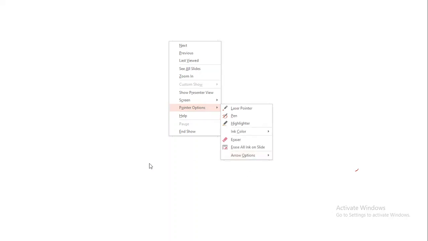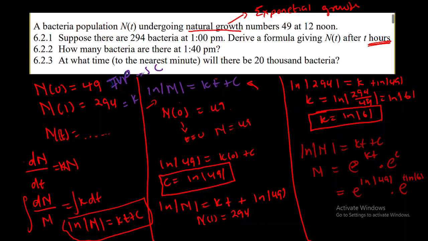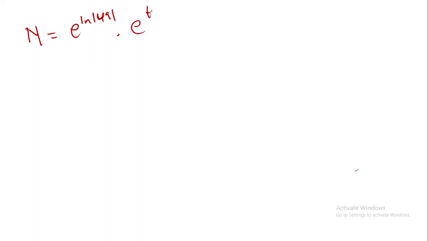And then in short, we're going to have N equal to e to the ln of 49 multiplied by e to the t ln of 6. Therefore, we can simplify this by saying we have 49 e to the exponent t ln of 6. I'm just playing around with the algebra here.